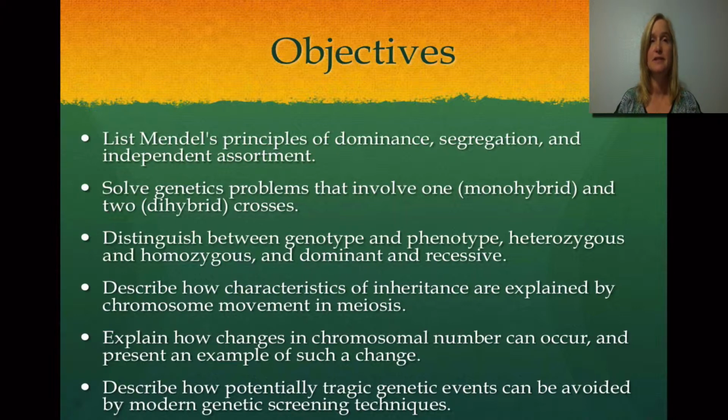We'll talk about the difference between genotype, phenotype, heterozygous, homozygous, dominant, and recessive. We'll talk about the chromosome movement that we learned about in meiosis and how that affects the characteristics of inheritance. We're going to talk about how changes in the chromosomal number can occur and cause some problems. And we will also talk about genetic screening techniques that will tell us if chromosomal abnormalities have occurred.